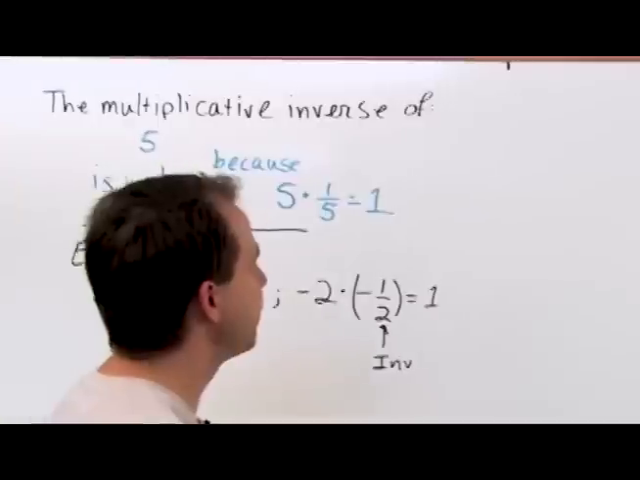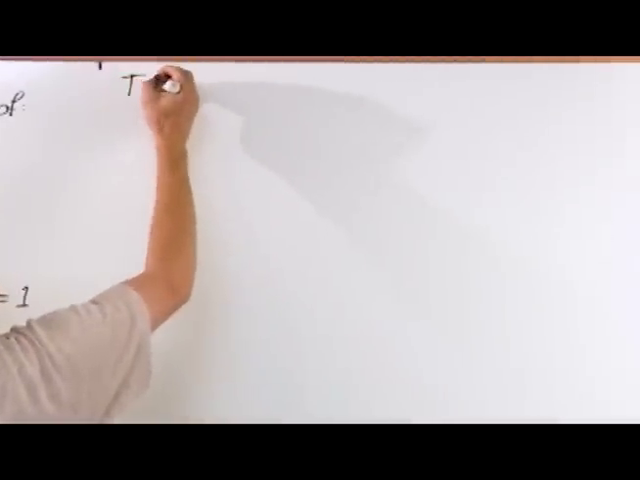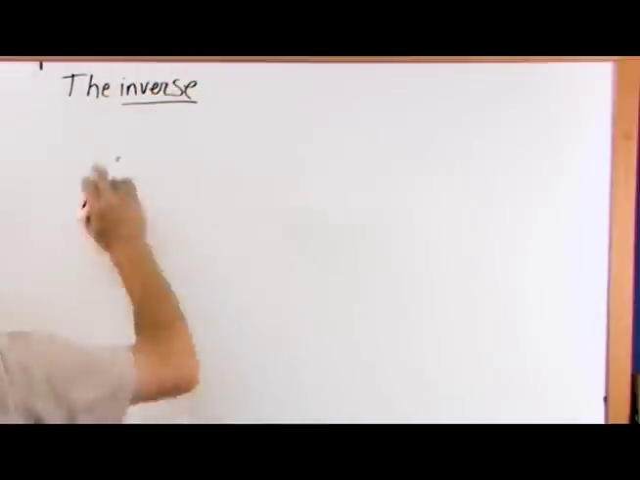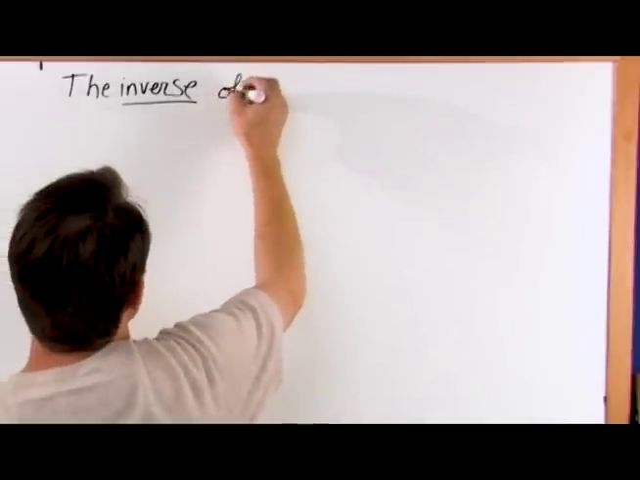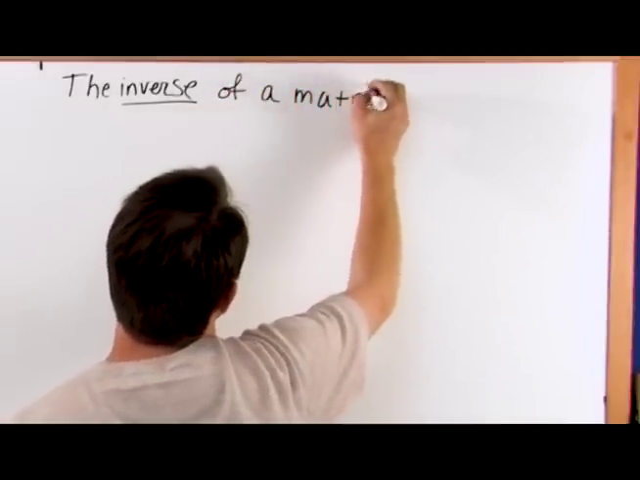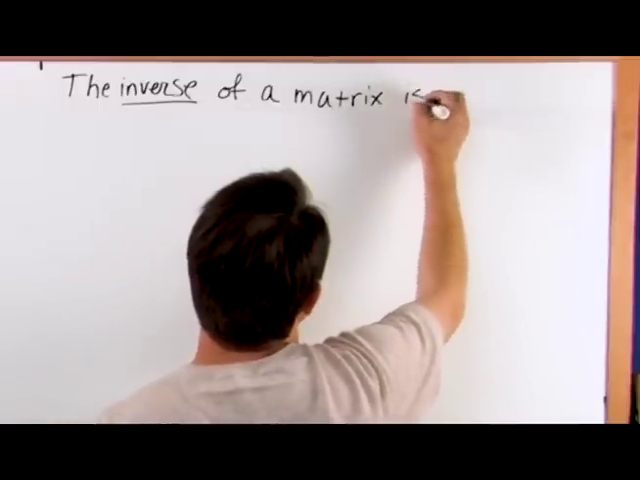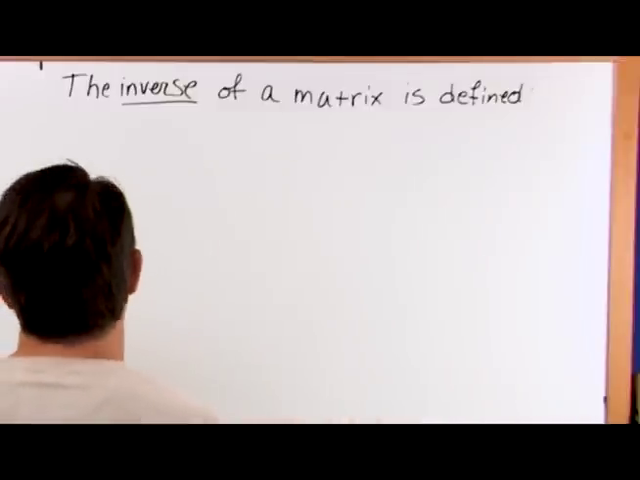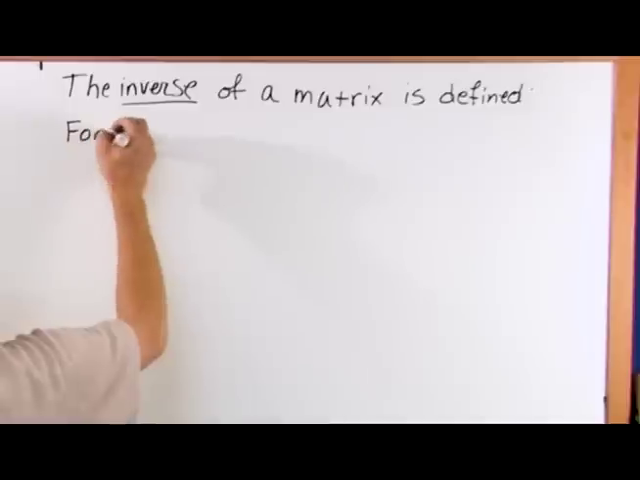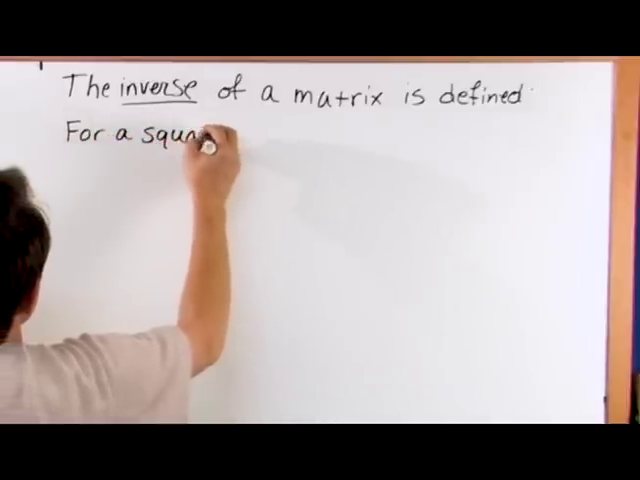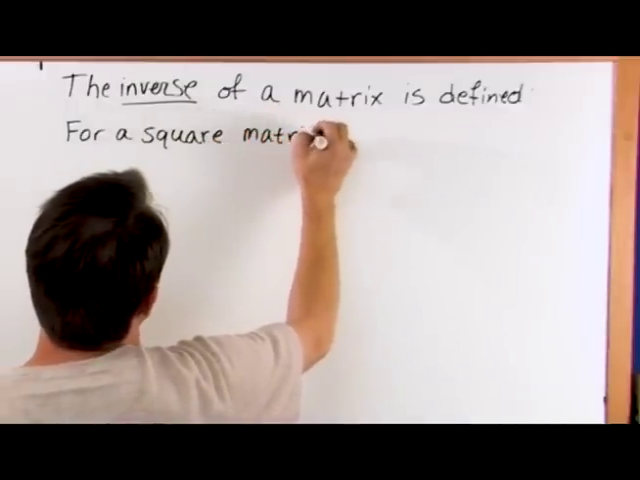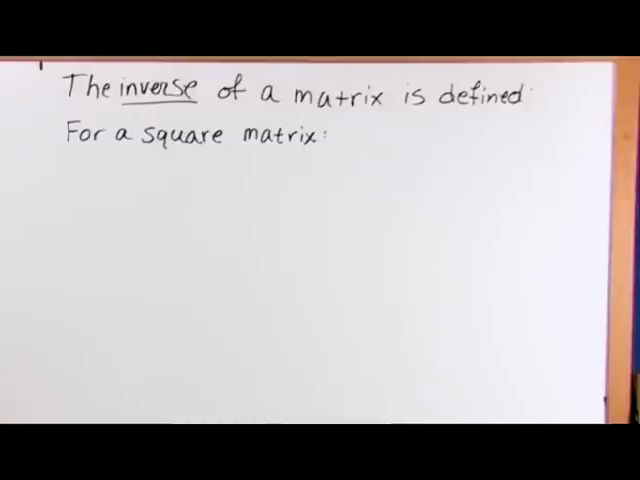Okay, so let's go ahead and talk about matrix inverses. Here's the definition, and we'll get to some problems. The inverse of a matrix is defined as follows, and you must have a square matrix. We'll talk about that a little bit more. But when you take the inverse of a matrix, it has to be a square matrix.